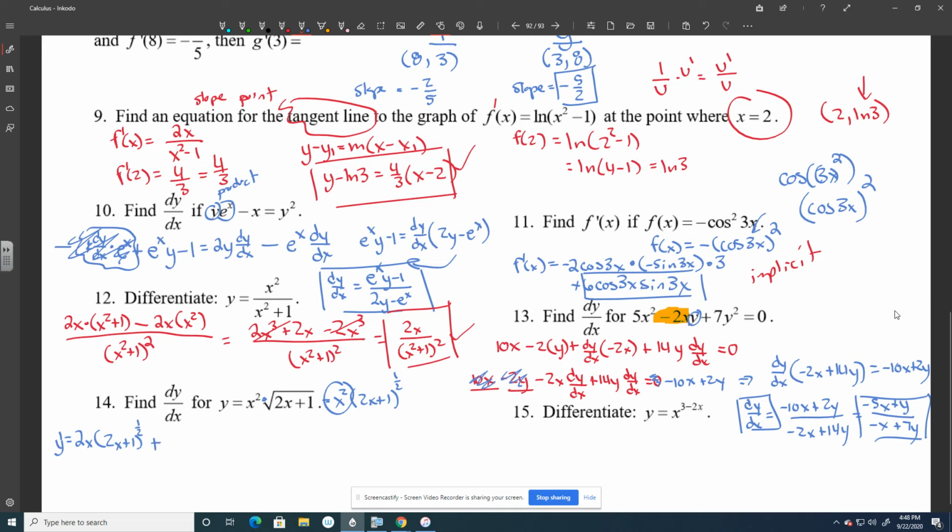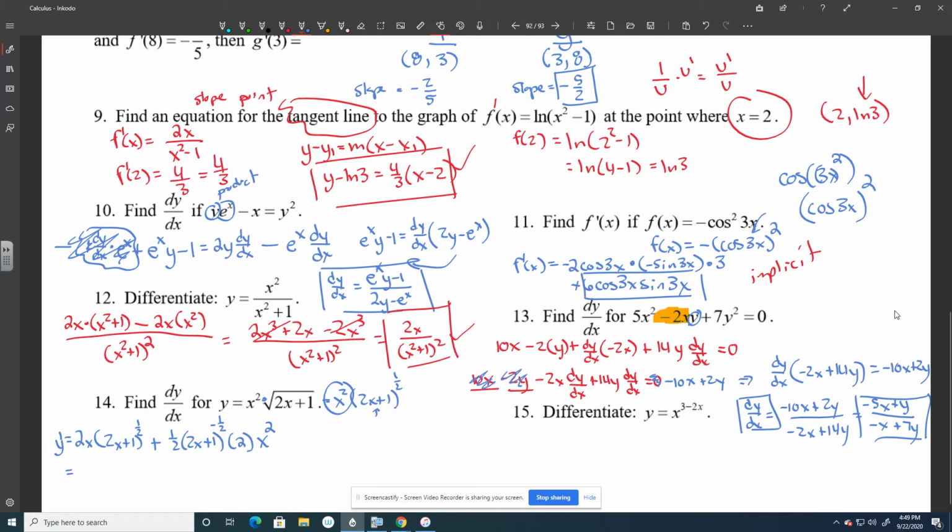Then I've got to add the derivative of the second, which is 1/2 (2x plus 1) raised to the negative half. I took the derivative of the outside, but I need to remember the chain rule. I've got to times that by the derivative of the inside, which is 2. And I've got to finish my product rule. Don't forget to times that by x squared. Okay, that's where a lot of problems are going to happen.